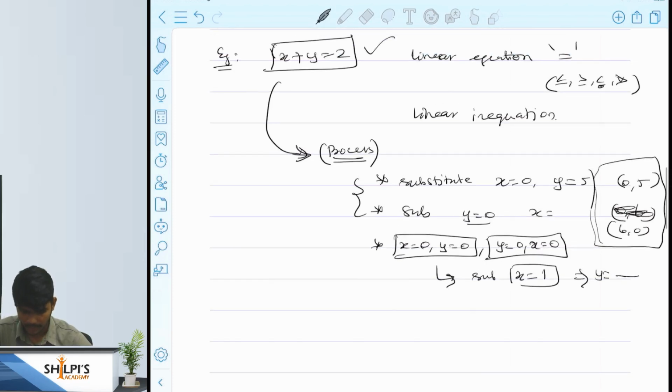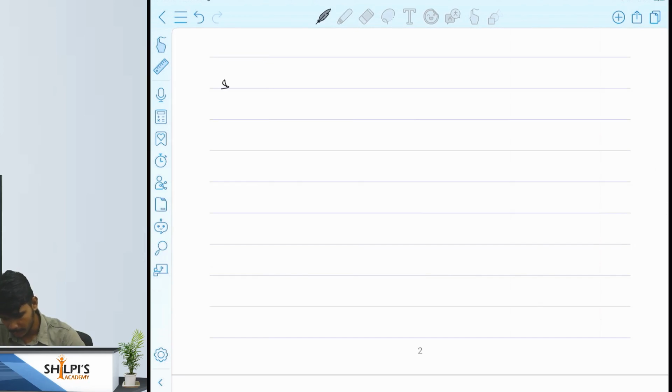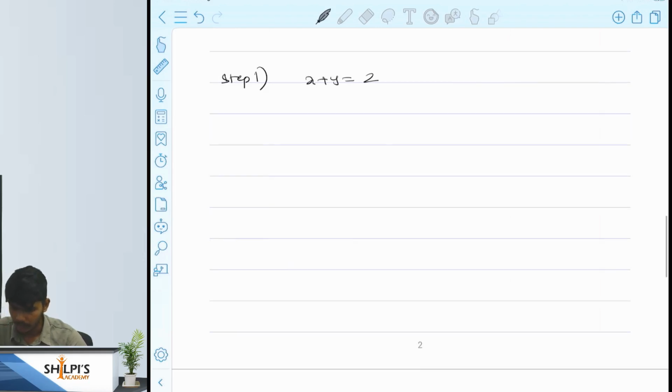Okay, as of now I want to draw a graph for x plus y equal to 2. What will be our first step? I have x plus y equal to 2. What will we do in the first step? Substitute x equal to 0. What will I get? 0 plus y equal to 2. I will get 2 for y.